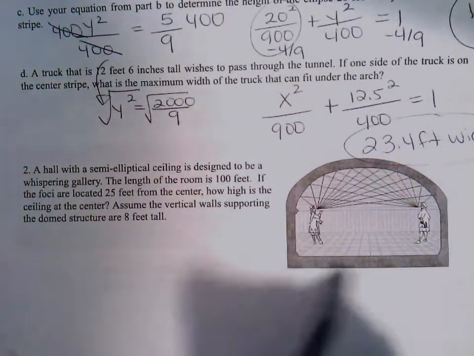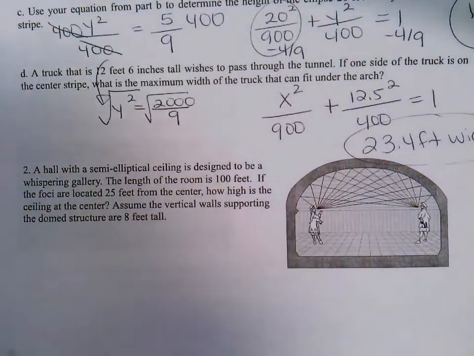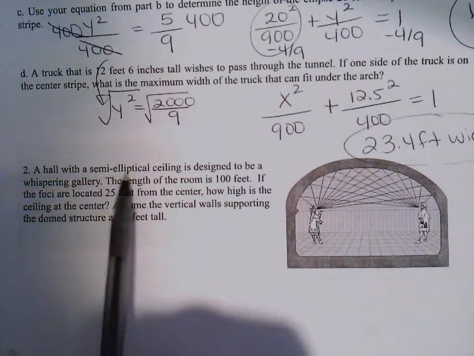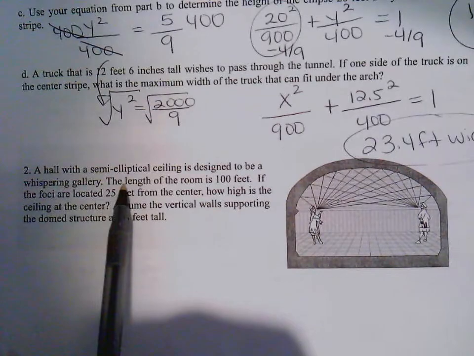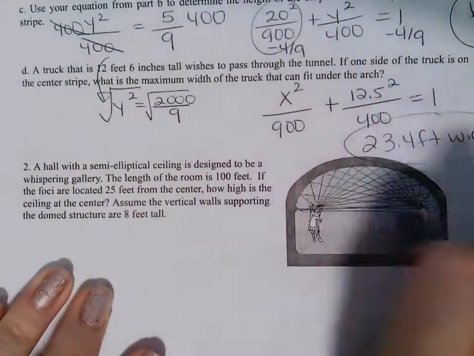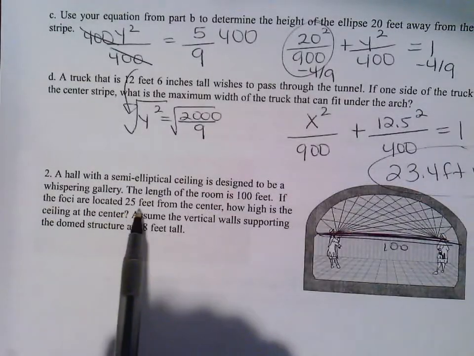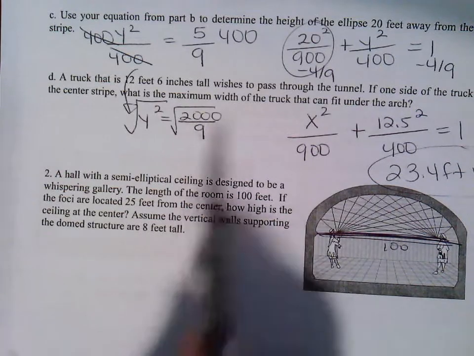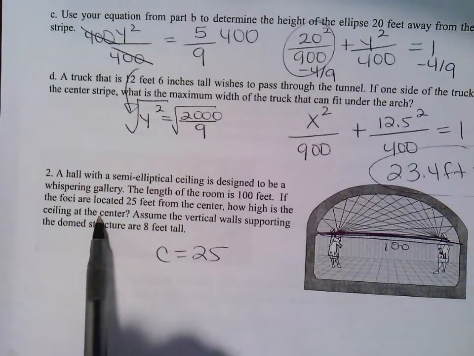Have you ever heard of whispering galleries? I think it was mentioned in the YouTube video you watched about interesting applications of ellipses. A hall with a semi-elliptical ceiling, which just means half of an ellipse, is designated to be a whispering gallery. The length of the room is 100 feet. If the foci are located 25 feet from the center, that tells me that C is 25. How high is the ceiling?